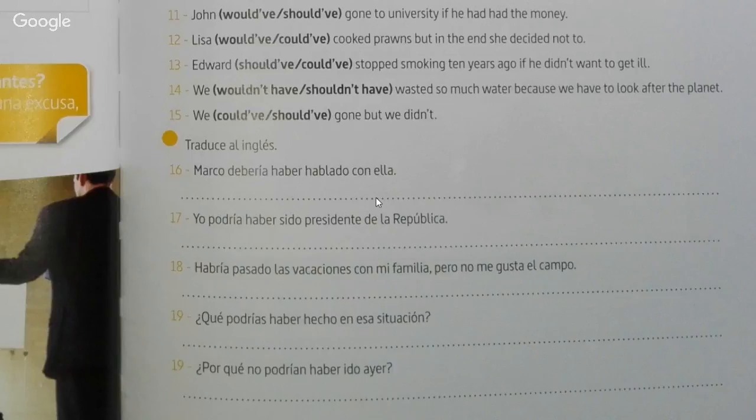I could have been president of the republic. I would have spent the vacations with my family, but I don't like the fight. Maybe the countryside. Countryside. Okay. What would you have done?